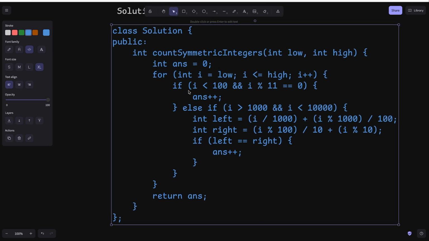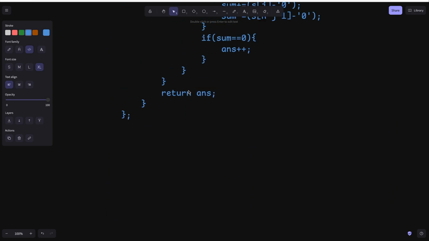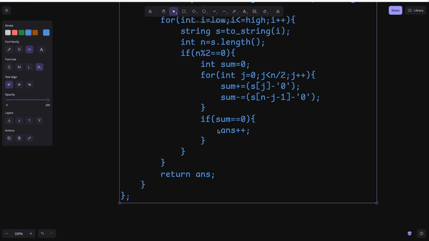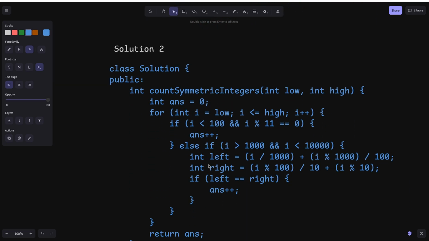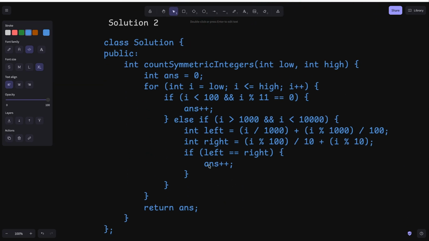This is because our constraints were small, so we can directly check it. If constraints are high, then you can go for the other solution. There might be other solutions as well because a problem has multiple solutions. These are the two approaches which I implemented and discussed. So I hope the solution is clear now.